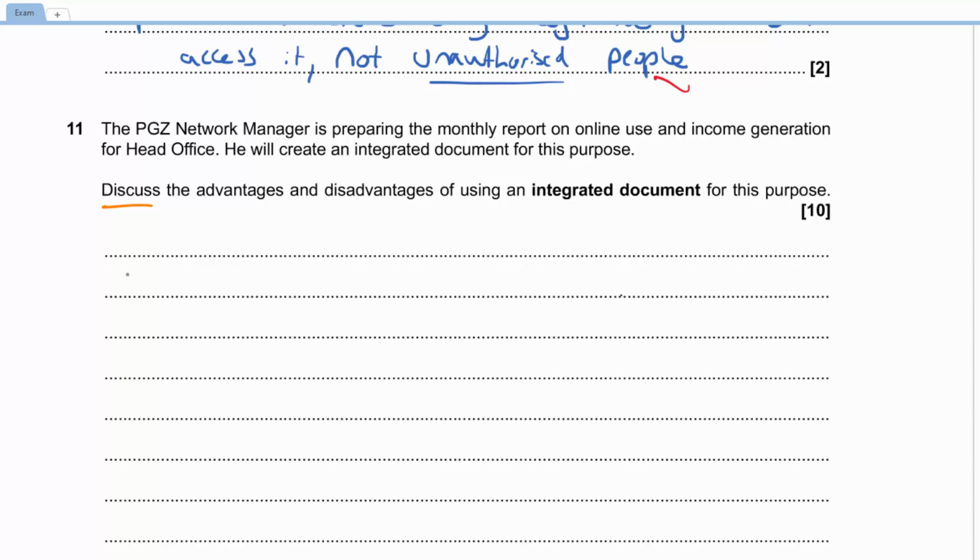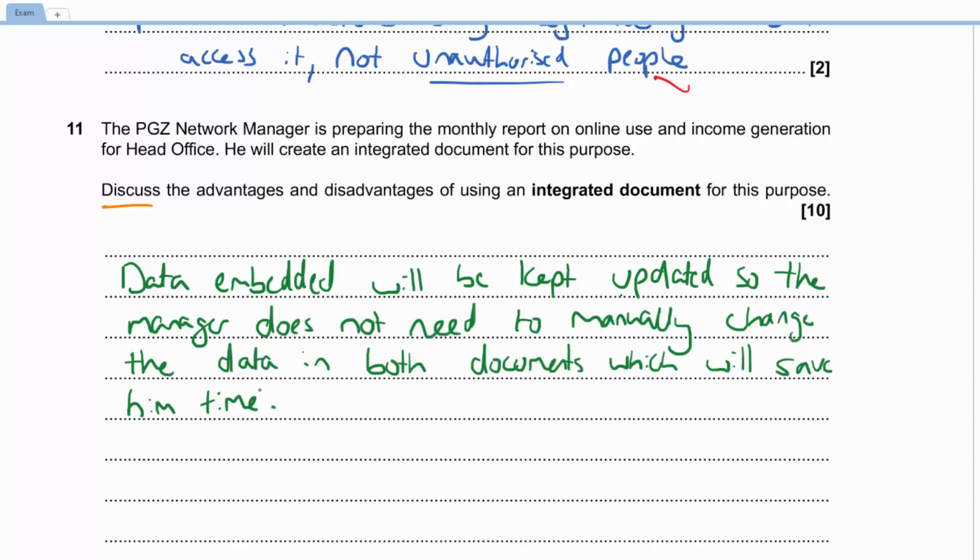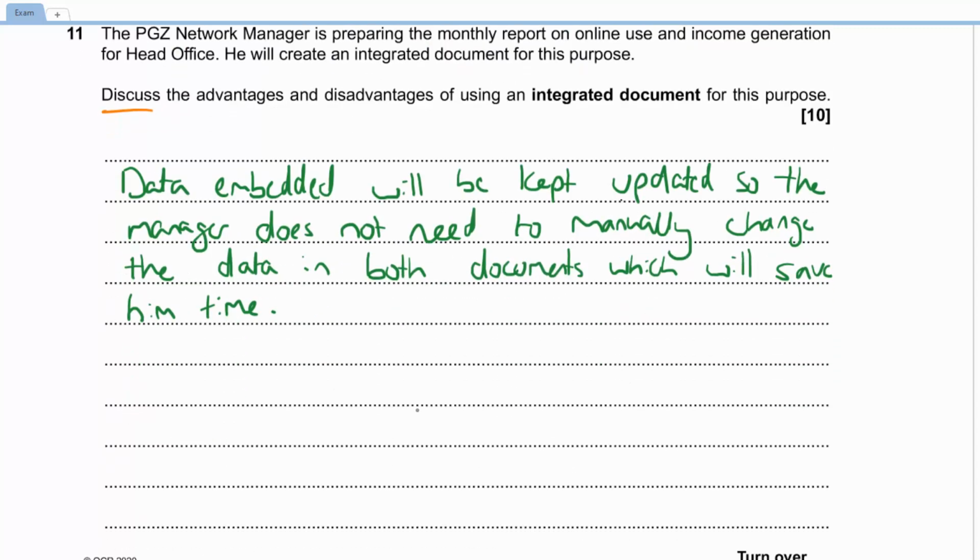So let's take my first point about data being kept updated. So we can say data embedded, another word for integrated, will be kept updated. That's our point. But now we can say why that's good for this network manager. So the manager does not have to manually change the data in both documents. So it won't be marked like this, but this will hopefully give us a couple of marks. The examiner won't be ticking off points, but just roughly, that will give us a couple of marks, hopefully. So that's an advantage, and we are saying why it's important, and we're linking it to the scenario by saying it's the manager that's going to be affected.